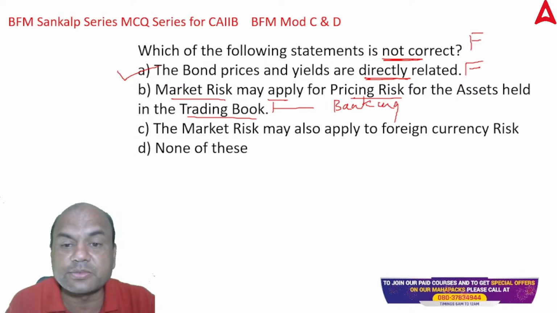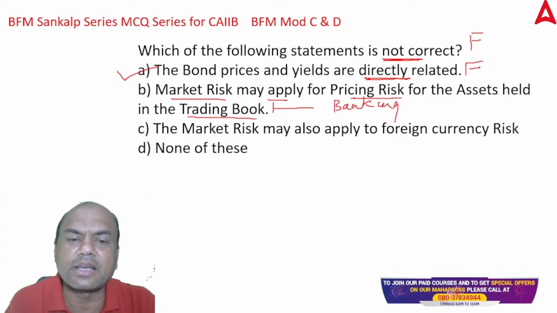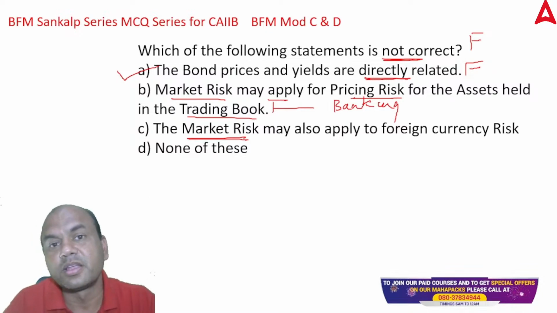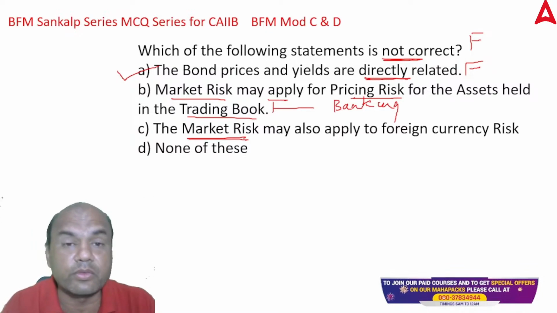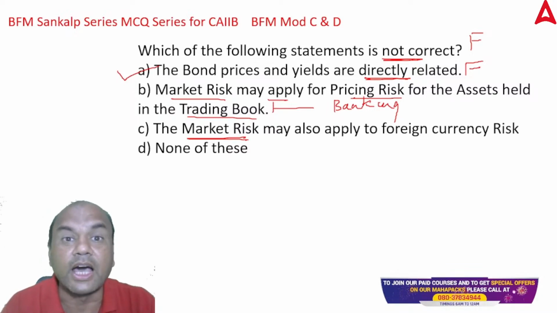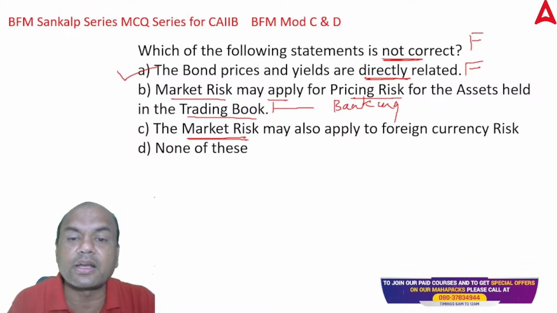The market risk may also apply to foreign currency risk. So obviously, what is the meaning of market risk? That risk which is not in your hands, right? Like the Russia-Ukraine war, COVID. Is it in your hands? No. RBI changing the repo rates is not in your hands either. So that's why market risk may also apply to foreign currency risk. So that is also true. So the answer is only A.